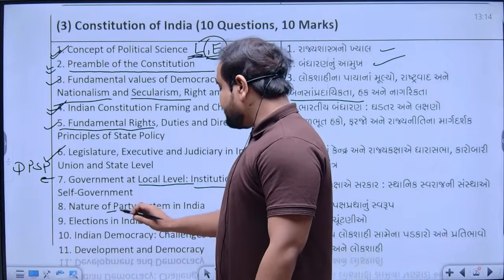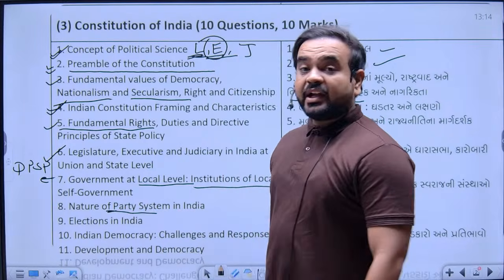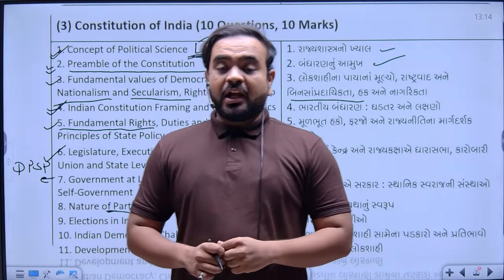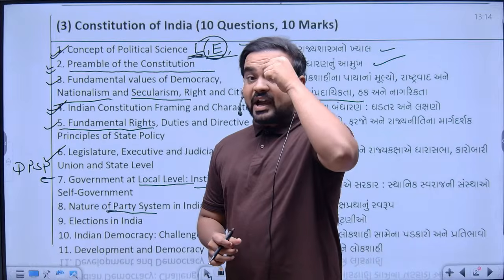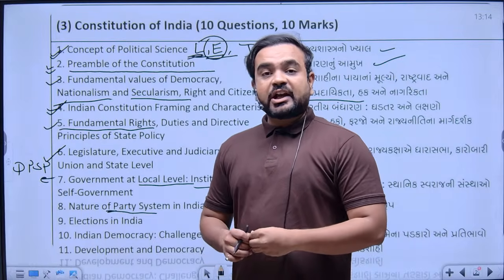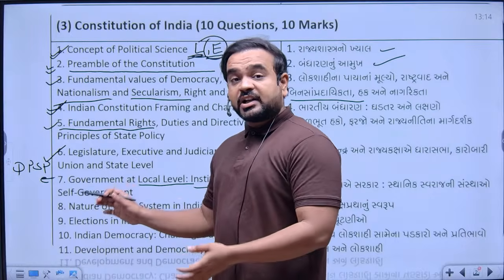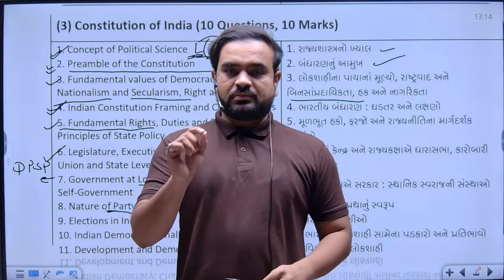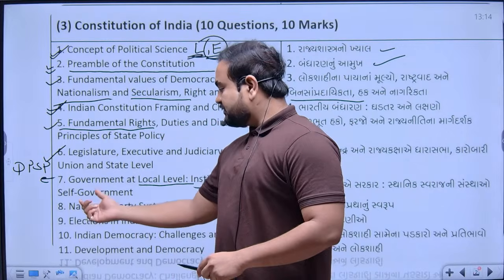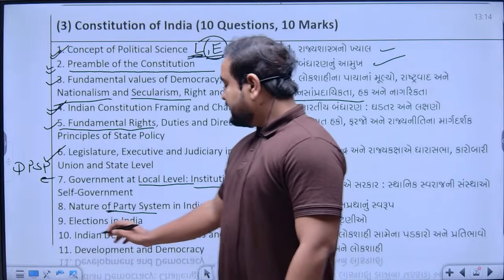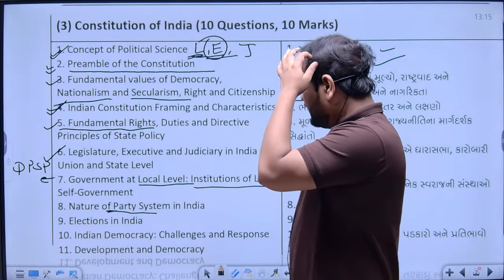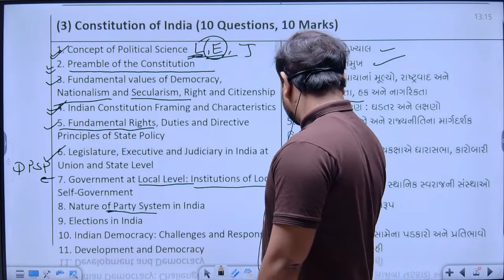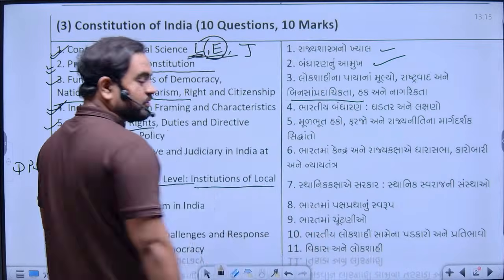Then the nature of party system in India. We have discussed this in detail, how the party system works in India and what the RPA laws are. There is one schedule related to this. Understand the nature of party system in India, and the anti-defection law, which is the 10th Schedule. Then the 10th point is Indian democracy challenges and responses, development and democracy. So these are the topics of your syllabus.